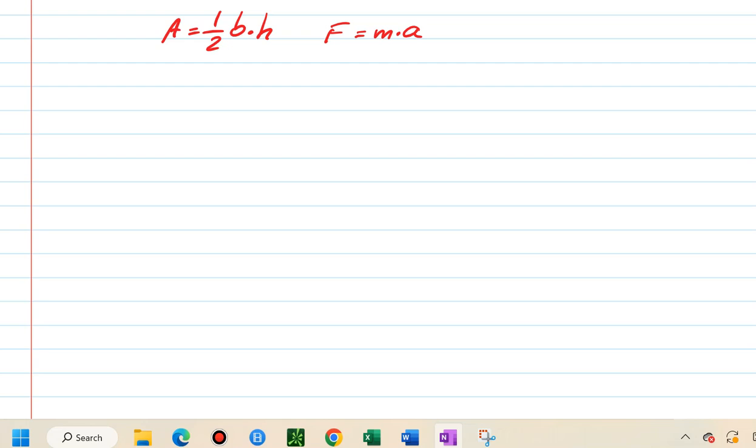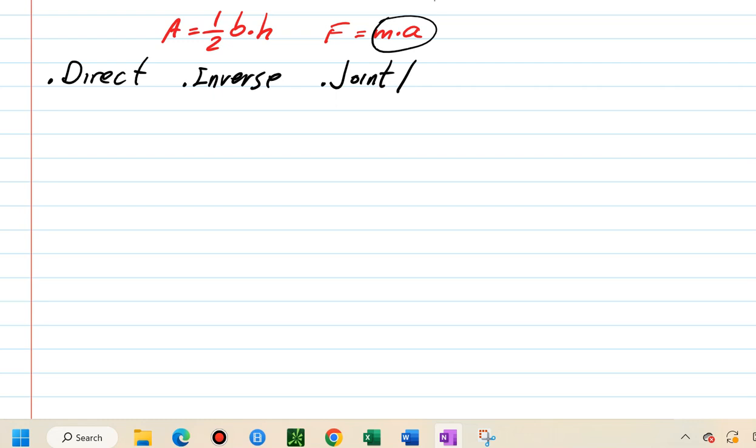So there are, broadly speaking, three kinds of variations. We have what we call direct variation, and we have a reciprocal or inverse variation. And then we could have possibly what we call joint variation, where you have a joint combination of two or more variables, such as m and a in my F equals ma example. And so we're going to call joint also combined variation. So those are the types we're going to look at.